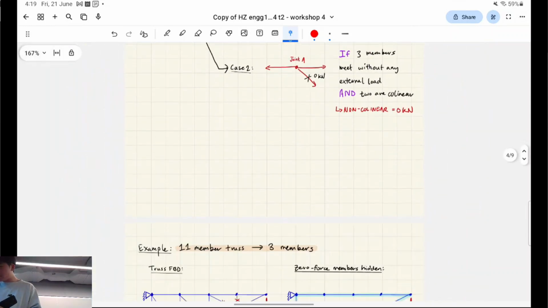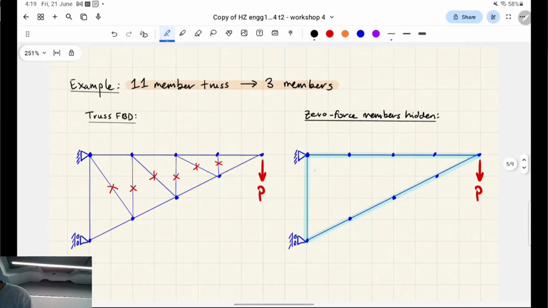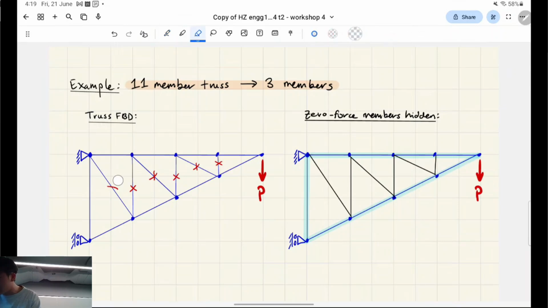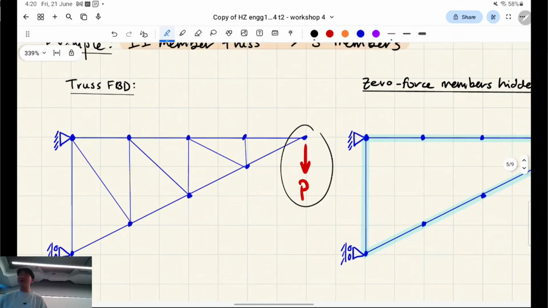So let me show you just how much you can simplify this truss. Say we have a truss that looks like this, and we have a point load acting at the node that's the furthest away from the supports, right?